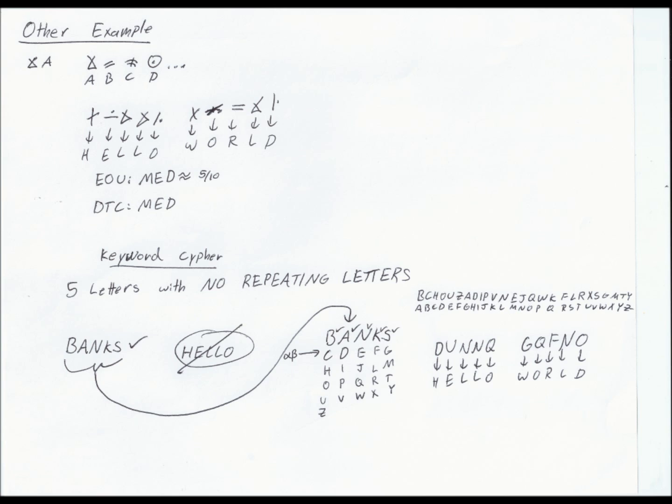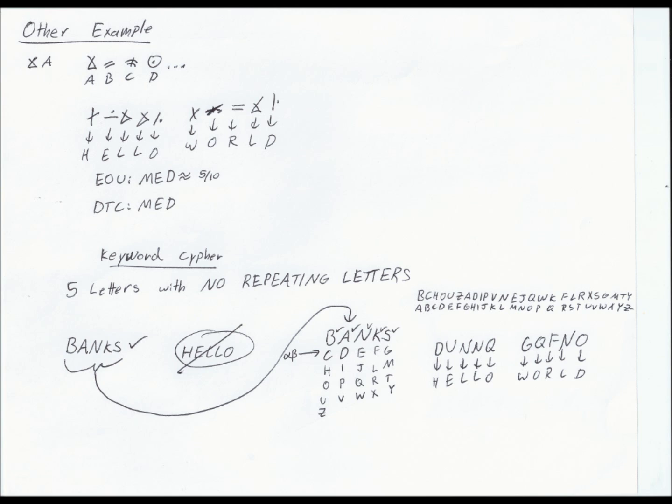There's also another kind of substitution cipher called a keyword cipher, where you have a keyword of 5 letters with no repeating letters, like banks. You can't have repeating letters because I'll show you why in a second. But what you do is you write down your code word on the top of the page, and then you write underneath it all the letters of the alphabet in order, skipping the letters that are in your code word.